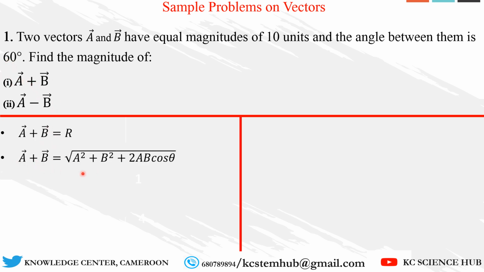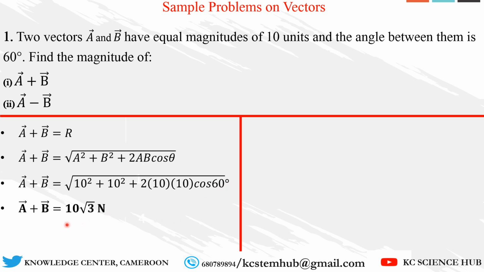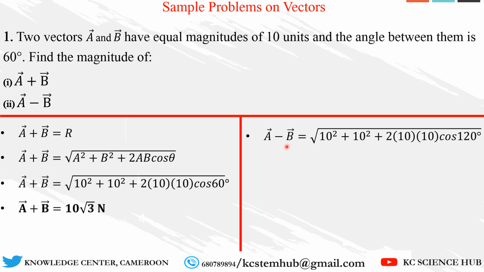And we know what the resultant is: A squared plus B squared plus 2AB cos theta. So our A plus B there, with cos 60 degrees, gives us 10 root 3 newtons. We can go over and then look for A minus B, but the trick here is that A minus B is a resultant vector between the two vectors A and negative B, right? And if the angle between A and B is 60 degrees, then what would be the angle between A and negative B? It will simply be 180 minus 60 degrees, which gives us 120 degrees, okay?